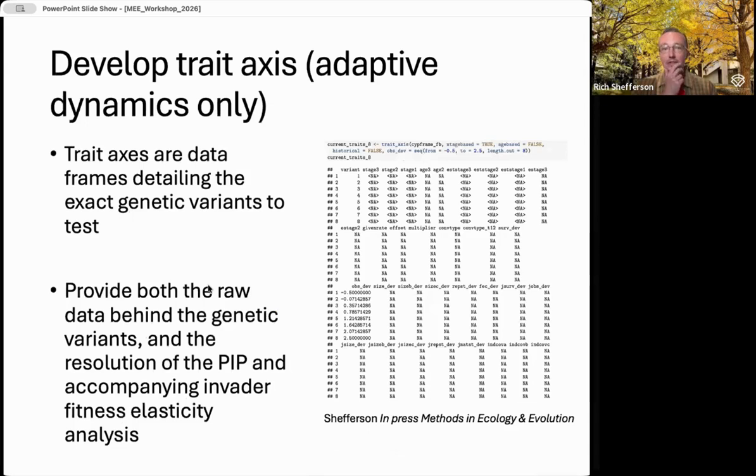Now, the next step, this is only if you're doing adaptive dynamics here, would be to develop a trait axis. So a trait axis here, this is with the trait axis function. Basically, what you're doing here is you're identifying what these different trait variants are. So there are a lot of different trait variants that you could work with. If you're working with vital rate models that are populating your matrices, then you can put deviations onto their y-intercepts. That's all taken care of within here.